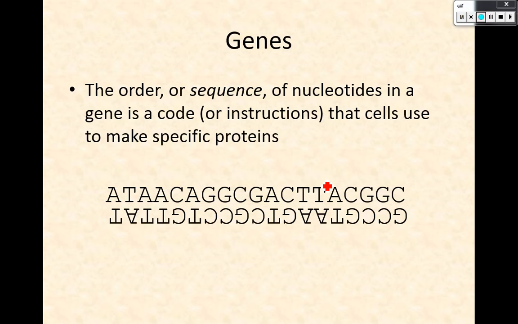So a gene is the order or sequence of nucleotides, which is a code or instructions that cells use to make specific proteins. Genes don't make proteins. Genes give the instructions or the code to make proteins. So if you were to look, let's say this is a gene, although it would be way too short for an actual gene, right here, this code, ATA, ACA, and so forth, is the code or the instructions or the recipe to make specific proteins.